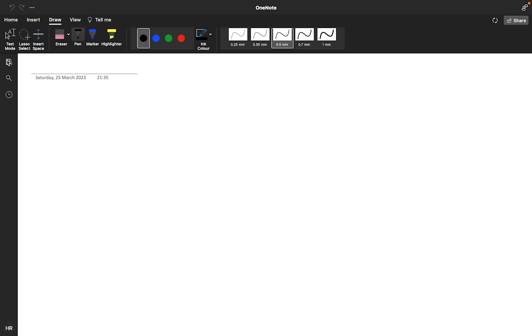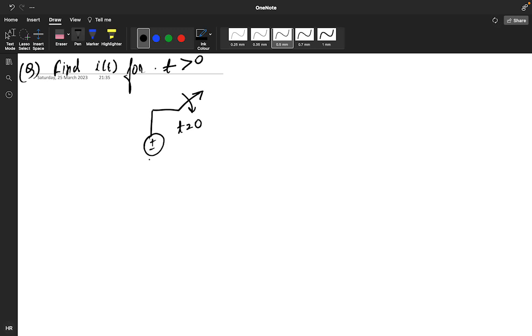Now the transient can be solved by Laplace transform. How so? I will tell you. You have a question: find I of t for t greater than 0. When you have L and C both connected in series, in conditions like that you should use Laplace transform. Laplace transform is like a Brahmastra. If you are not able to solve by switching, closing and opening, you can directly use Laplace transform.